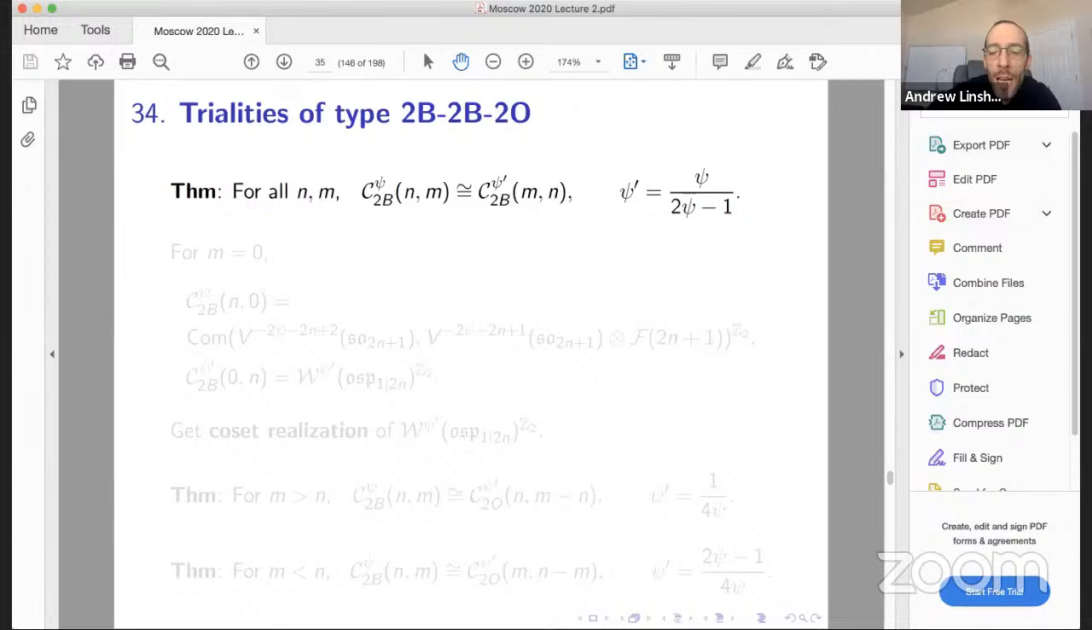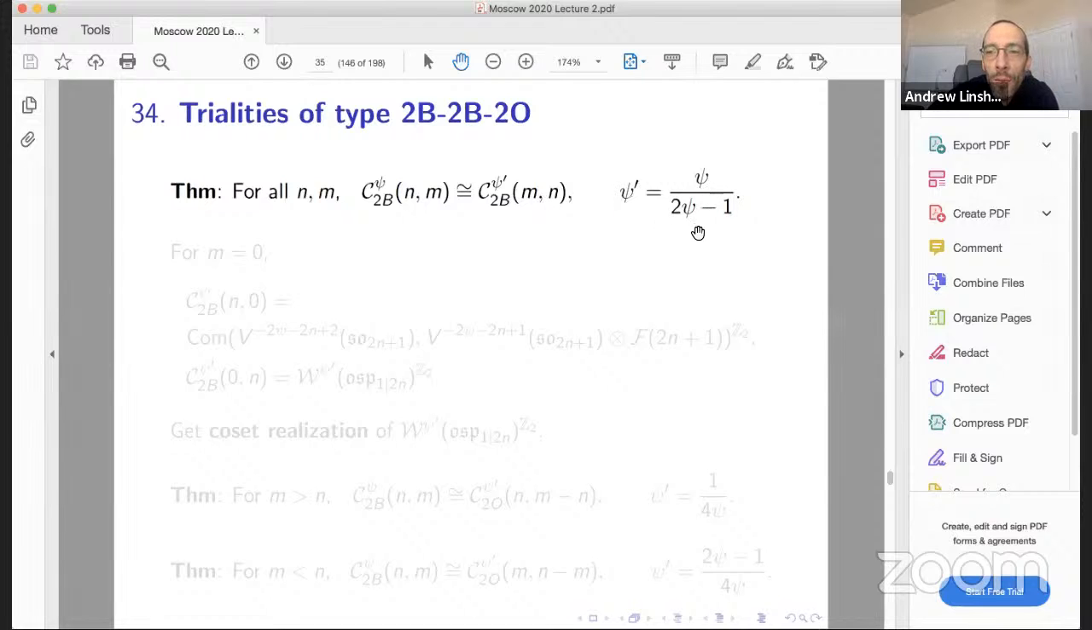Okay, so there's, as Thomas said, there are 4 families of trialities. I'll organize them into 4 classes, and they'll each get a name. So the first class of these I'll call 2B, 2B, 2O triality. So for all n and m, C Xi 2B NM is isomorphic to C Xi prime 2B MN. So I do this switch, and these are related.